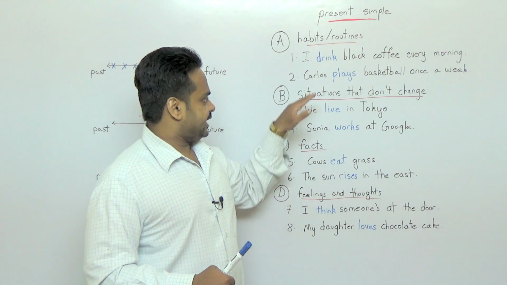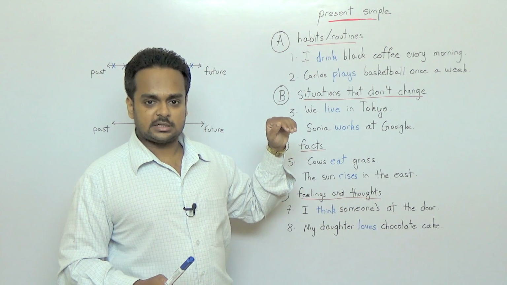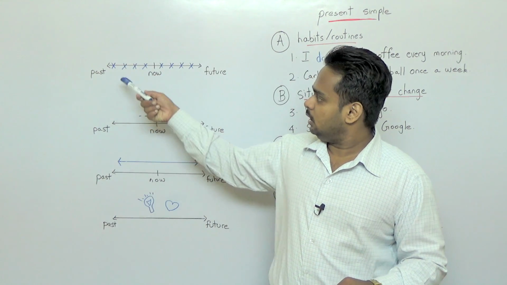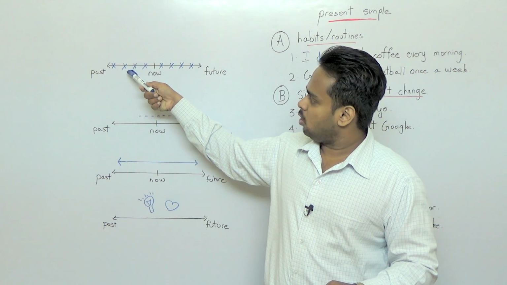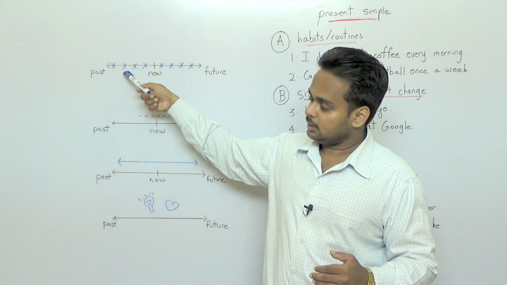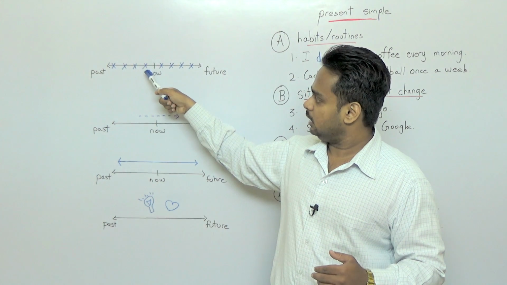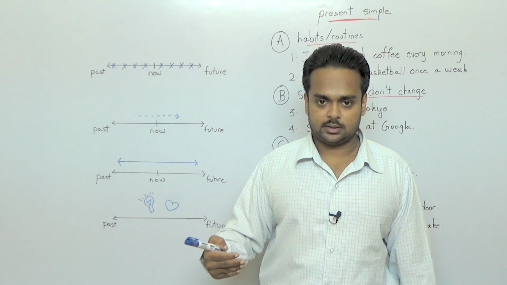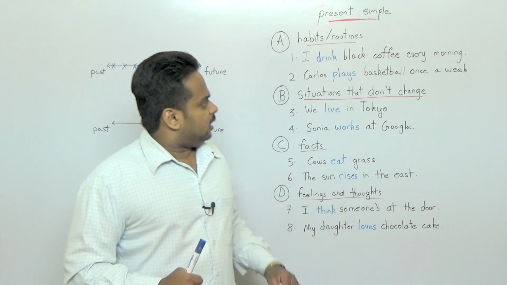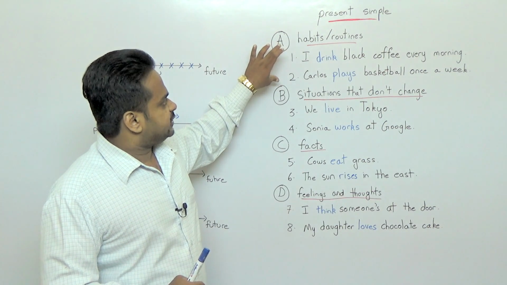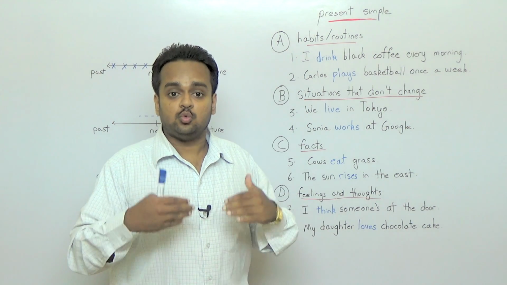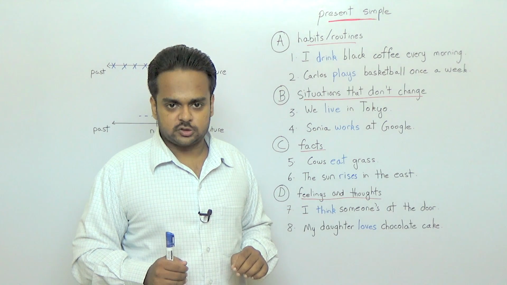Now here's another example. Carlos plays basketball once a week. So once again, Carlos played basketball the week before. He played it last week. He played it this week, and he's going to play it again next week, etc. So when we use the present tense to talk about habits or routines, remember, these are repeated and regular actions.